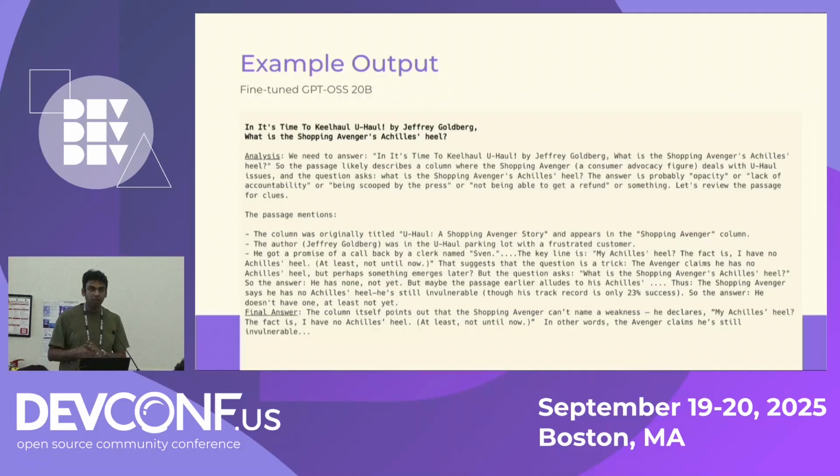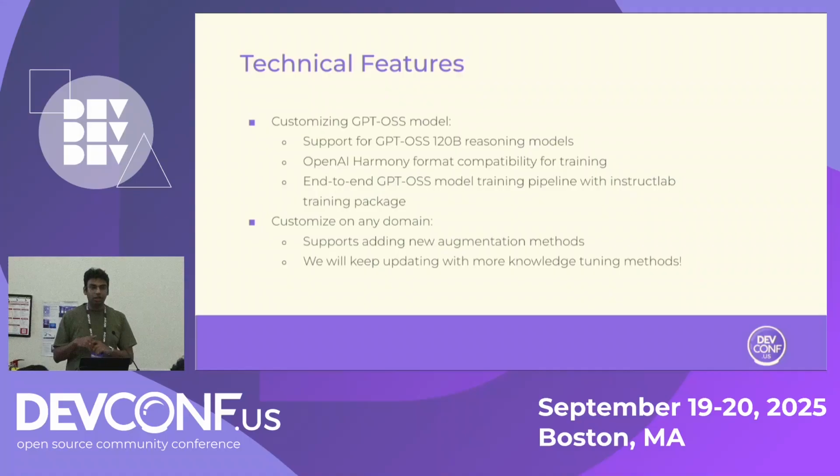Okay. So now that you have a GPT-OSS, let me just give you a technical feature overview of what we offer. So in SDG Hub, you can do knowledge tuning. It's easy to extend. We have included support for GPT-OSS as a teacher model. We support OpenAI's Harmony format. So once you generate the data, you can use the data mixing to create the training data in a Harmony format, which means messages with user, assistant, and a thinking tag. And the final data is ready for training.